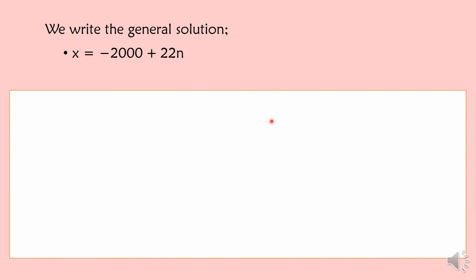x is equal to negative 2,000 plus 22n. And then y is equal to 5,200 minus 57n. And this will be our x sub 0. This will be our y sub 0. Plus 22n, then 57, and our 22t or 57t by the formula of general solution.